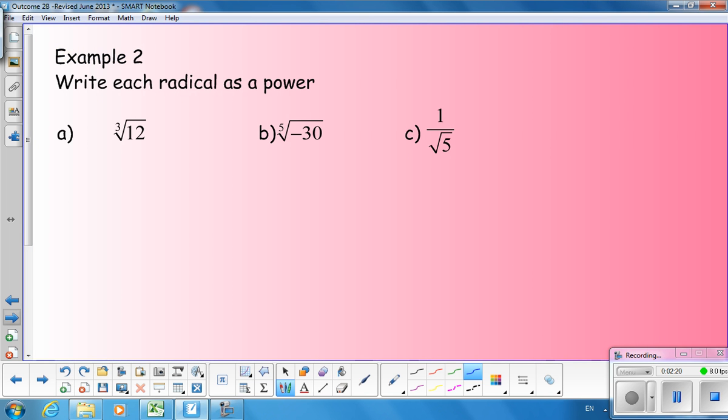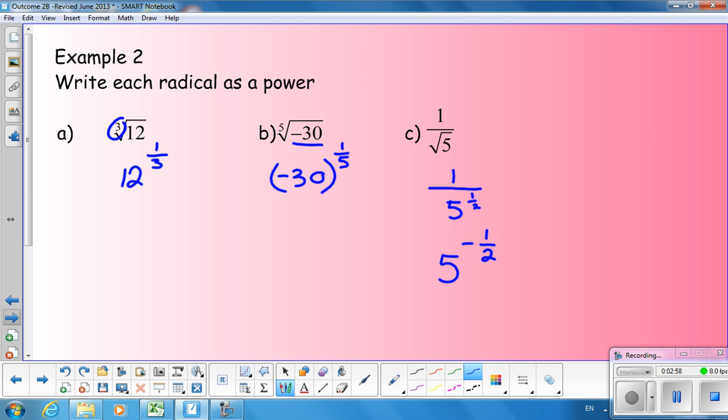Example number 2 has us going the other way. We're starting with it in radical form, and we want to write it as a power. So our base is 12. This cube root tells us that our exponent has to be 1/3. Our base in part B is -30. And because the index is 5, that means my exponent is 1/5. In part C, I have 1 over, my base is 5, and the square root means to the 1/2. I could also write this as 5 to the power of -1/2, because 5 is the reciprocal of 1/5.